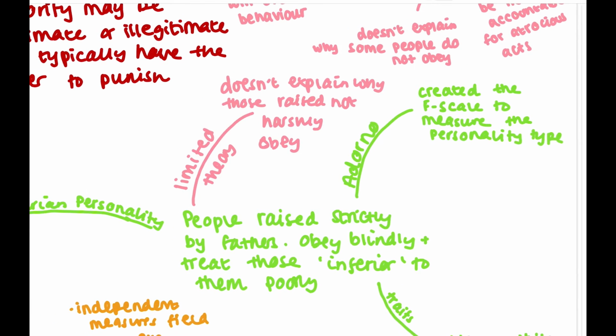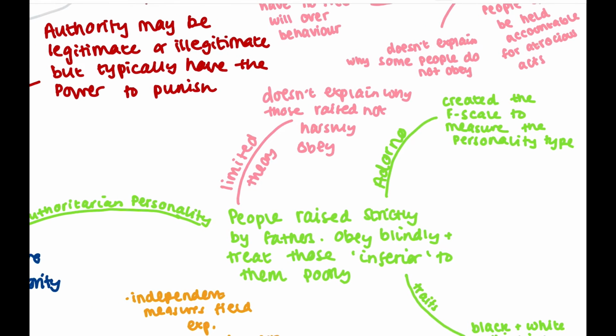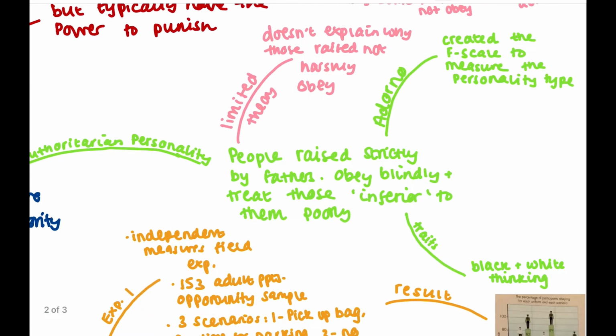So he particularly found this in people who have been raised by very strict parents, particularly their fathers. And he suggested that actually they grew up with this resentment towards their fathers, and instead of taking it out on them, they take it out on those who they view as inferior. So that is the authoritarian personality, the dispositional factor to explain obedience.